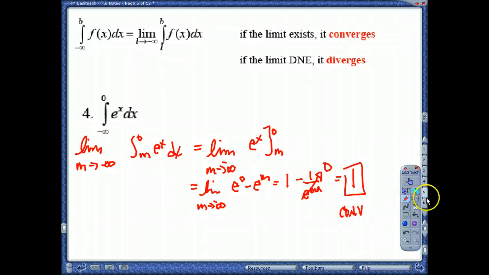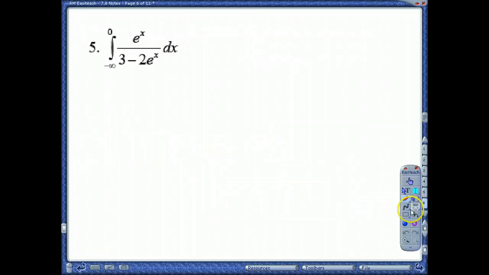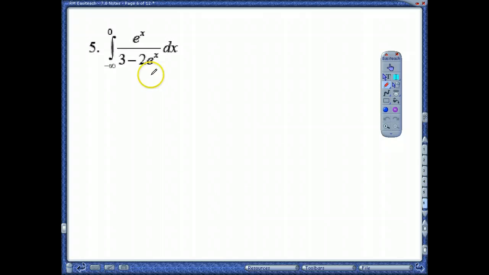Okay. I'm going to save this example for you to do. You're going to need a u substitution, and just as a hint, u is going to be 3 minus 2e to the x. Okay, but I want you to try this one. You'll be fine. I'll give you the answer in class.